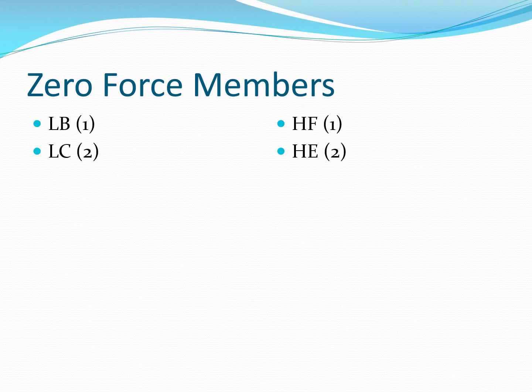So if you look at the original drawing, you'll find that LB and HF correspond to each other on both sides of the truss. They're both a number 1 from my previous slide, zero force members. LC and HE are number 2. Again, it's just turning the X and Y axes. So those are zero force members, and you can remove those from the drawing.